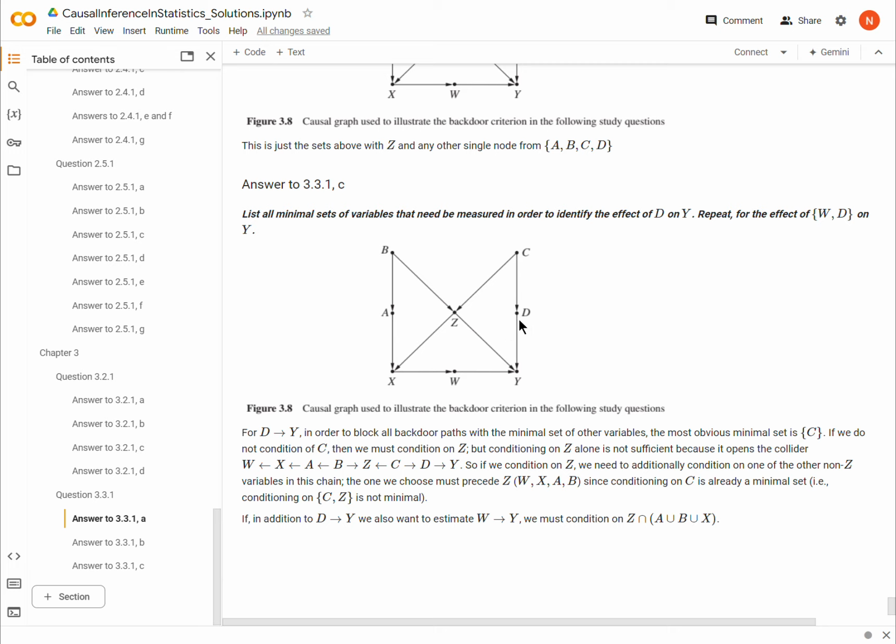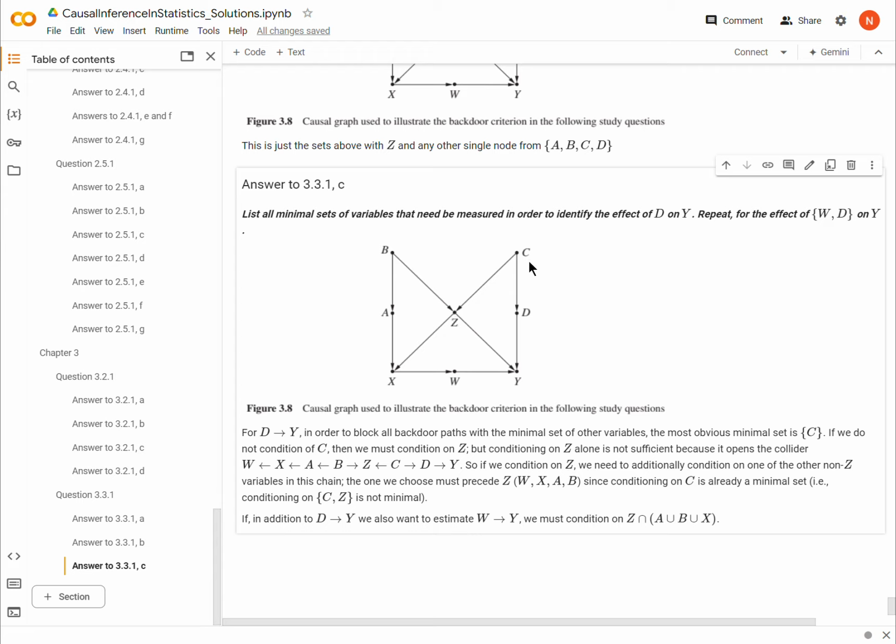Okay, so just looking at the effect of D on Y. Again, we're just looking to close all of these backdoor paths. One way that we can close all of those backdoor paths very simply is just by conditioning on C. Once we condition on C, all of the other backdoor paths between D and Y are closed down. So that would be one of the minimal sets. But perhaps we can't condition on C for some reason. Well, then we could condition on Z here.